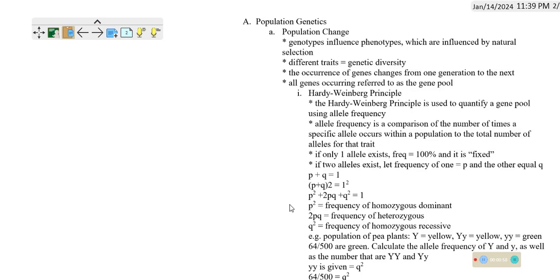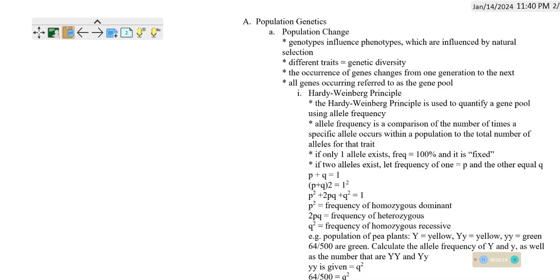So the Hardy-Weinberg principle is used statistically to quantify a gene pool using allele frequency. And the allele frequency is a comparison of the number of times a specific allele occurs within a total population, to the total number of alleles for the trait.